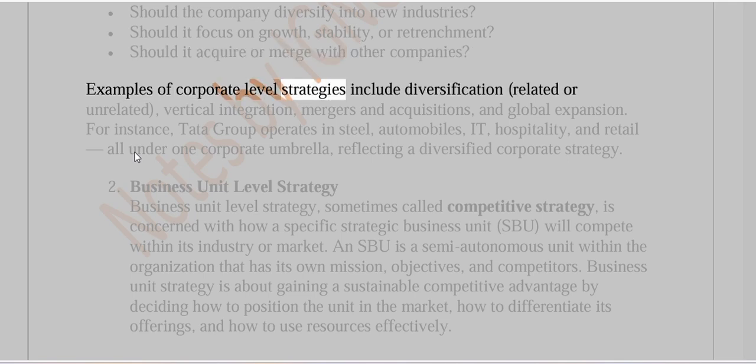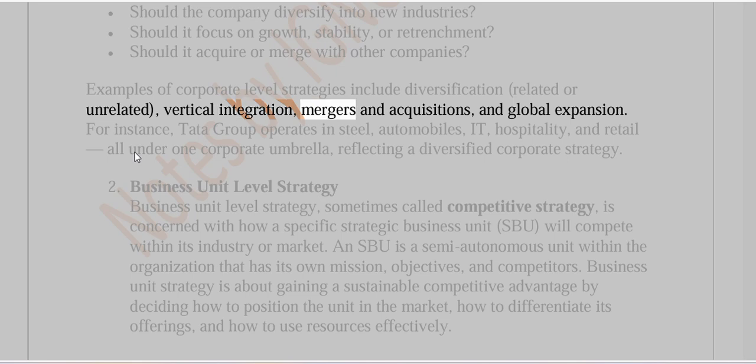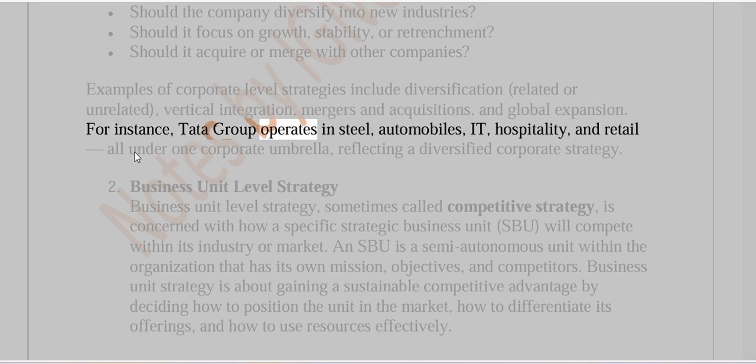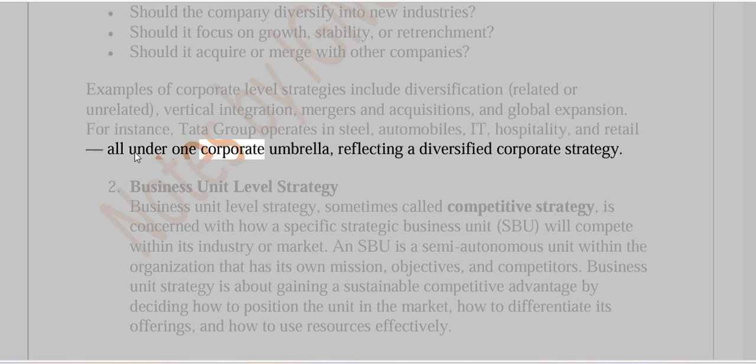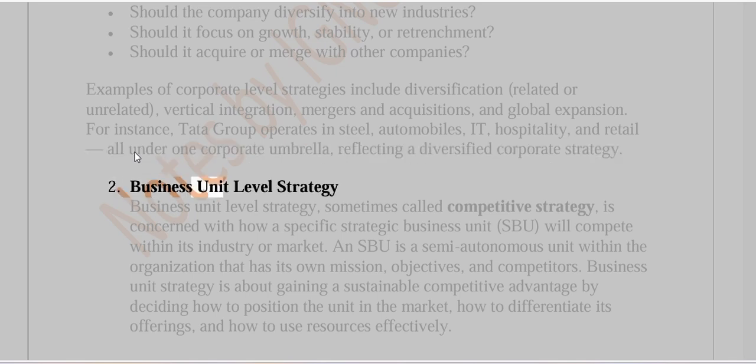Examples of corporate level strategies include diversification, related or unrelated, vertical integration, mergers and acquisitions, and global expansion. For instance, Tata Group operates in steel, automobiles, IT, hospitality, and retail all under one corporate umbrella, reflecting a diversified corporate strategy. 2. Business unit level strategy.